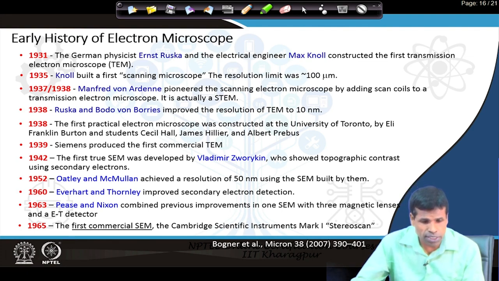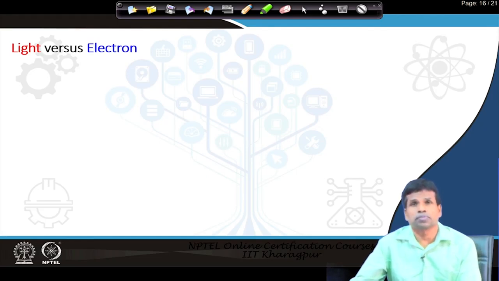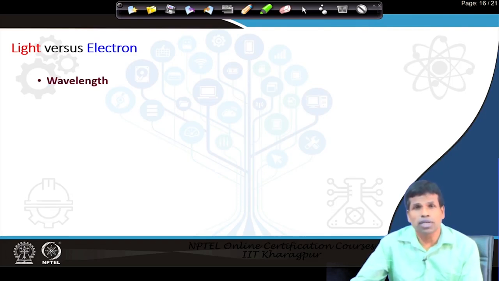So, after this brief history, let's talk about why we use electrons and what the advantage of electrons is as compared to light. Certainly, light also has certain advantages, and indeed electrons also have advantages. Let's discuss what the difference between them is. First is the wavelength. There is a difference of several thousand times between their wavelengths.